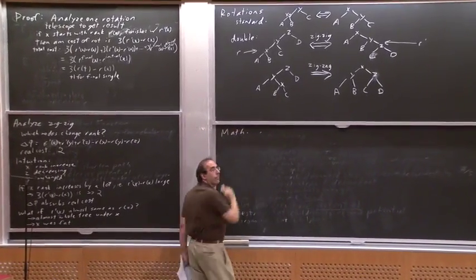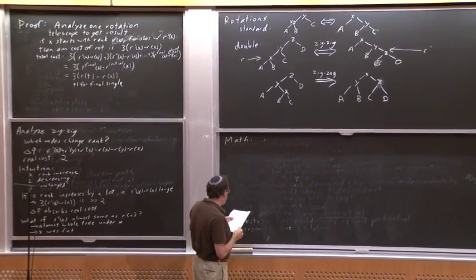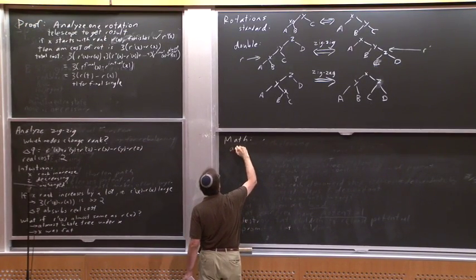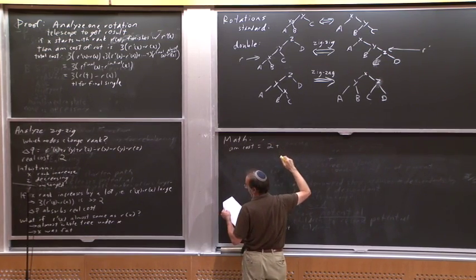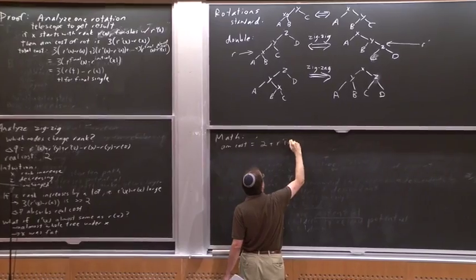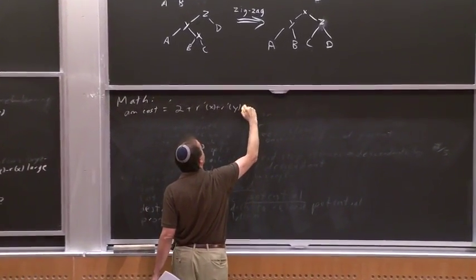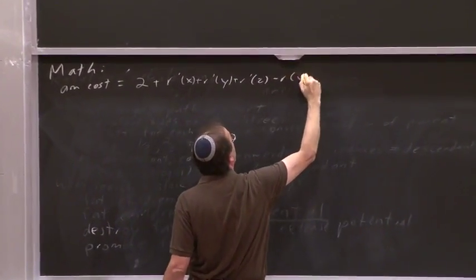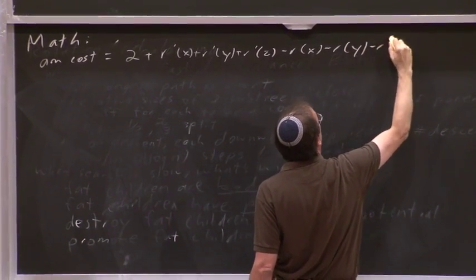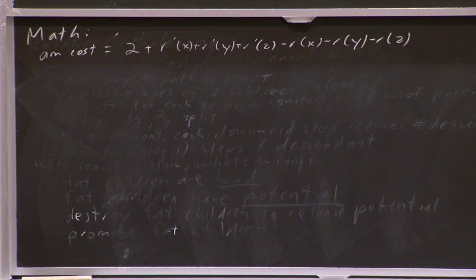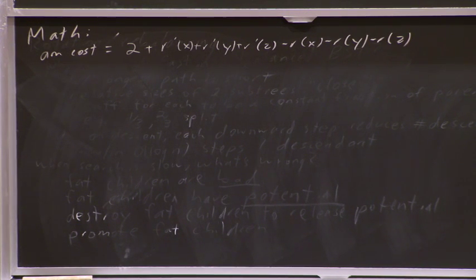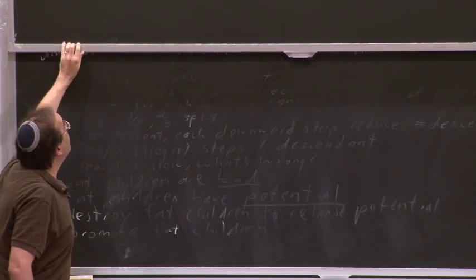Math. So first I'm going to simplify. My amortized cost is equal to 2 plus r prime of x plus r prime of y plus r prime of z minus r of x minus r of y minus r of z. So what's the first obvious simplification that I can do? Yes? Rank of y is rank prime of y? Rank of y versus rank prime of y. Let's be a little careful about that.